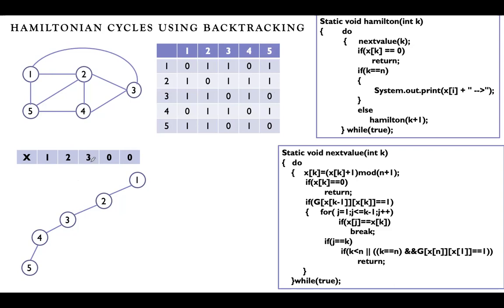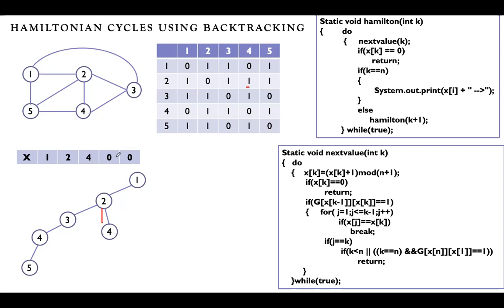See, 2 to 3 already we have checked. Next, instead of 2 to 3, we'll check for 2 to 4. Okay, 2 to 4, there is an edge. So you can write 4 here. 2 to 4 edge is there. Next, we have to check for this location.